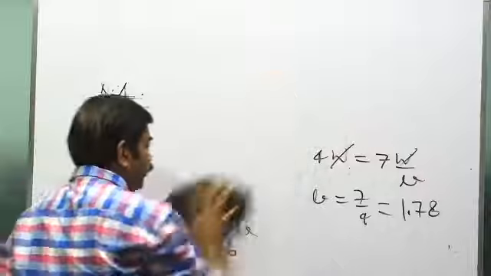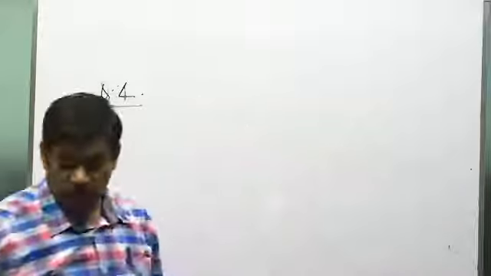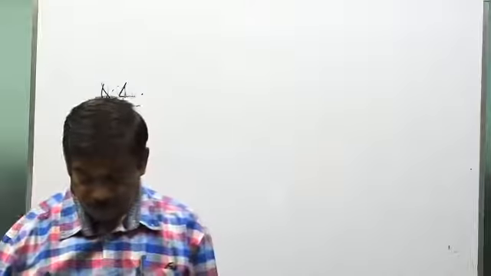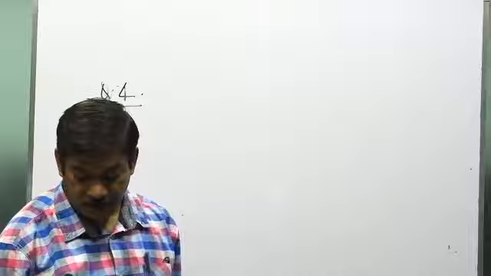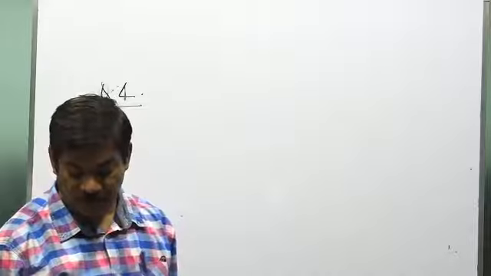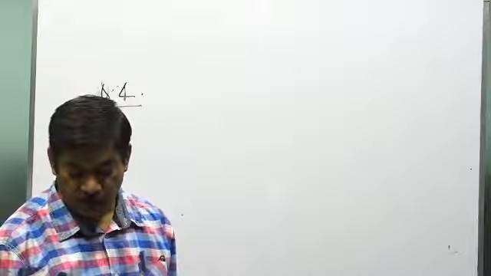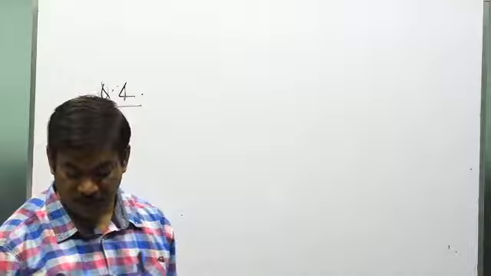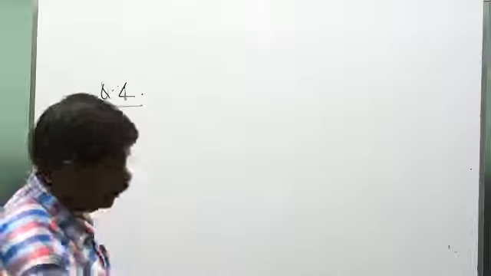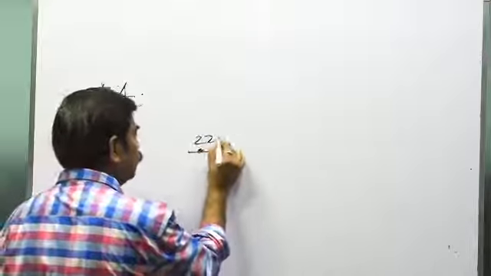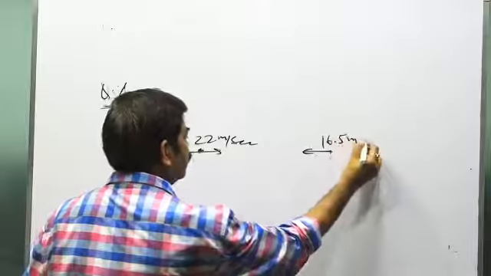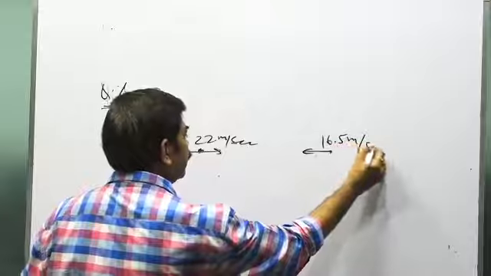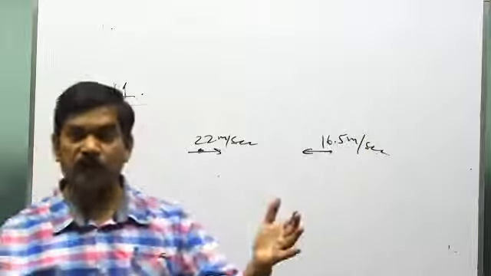Now see question number 5. It is a question related to the Doppler effect. Two cars moving in opposite directions approach each other with velocities 22 meter per second and 16.5 meter per second. They are moving towards each other.